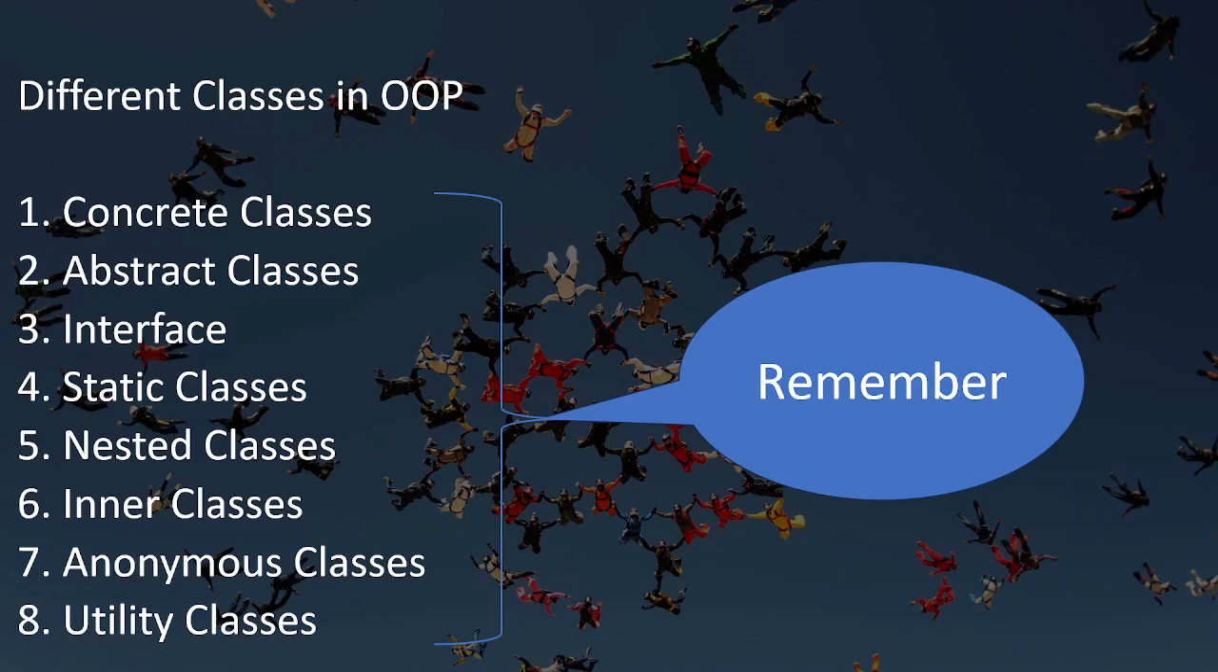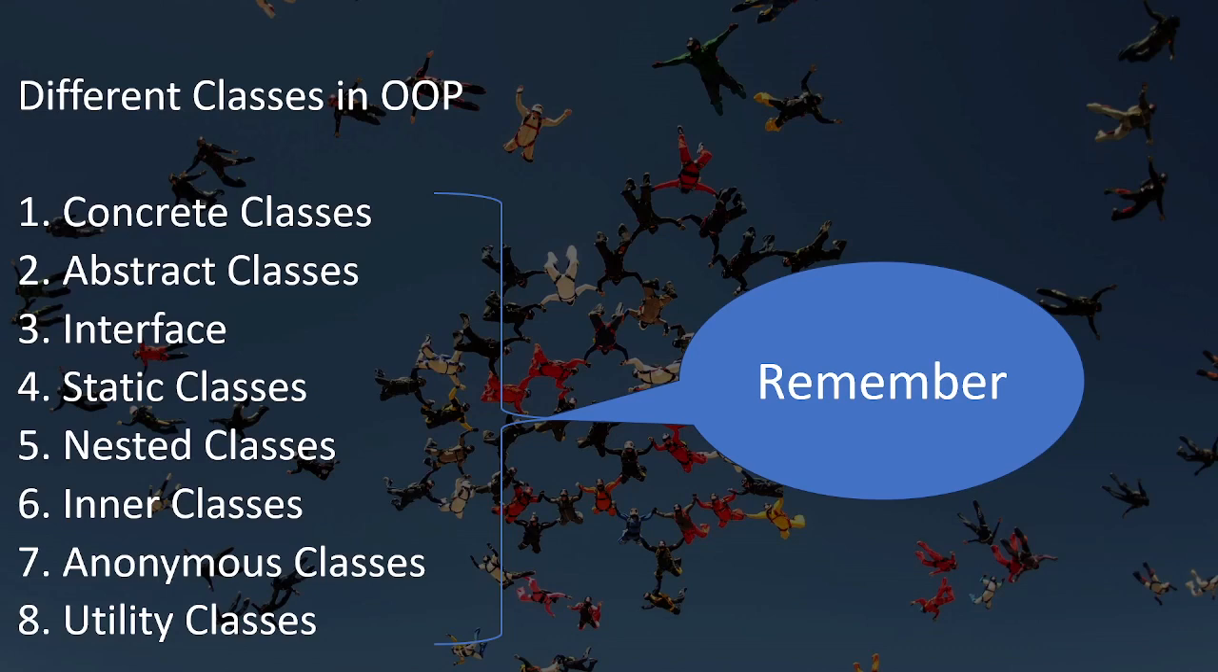Then comes your anonymous class. We will be looking at these from time to time, and you'll be able to understand it more. But just keep these names in mind so that you don't get confused later. An anonymous class is a special type of class that does not have a name and is defined and instantiated at the same time. It is often used to provide implementation for interfaces or abstract classes in a concise manner.